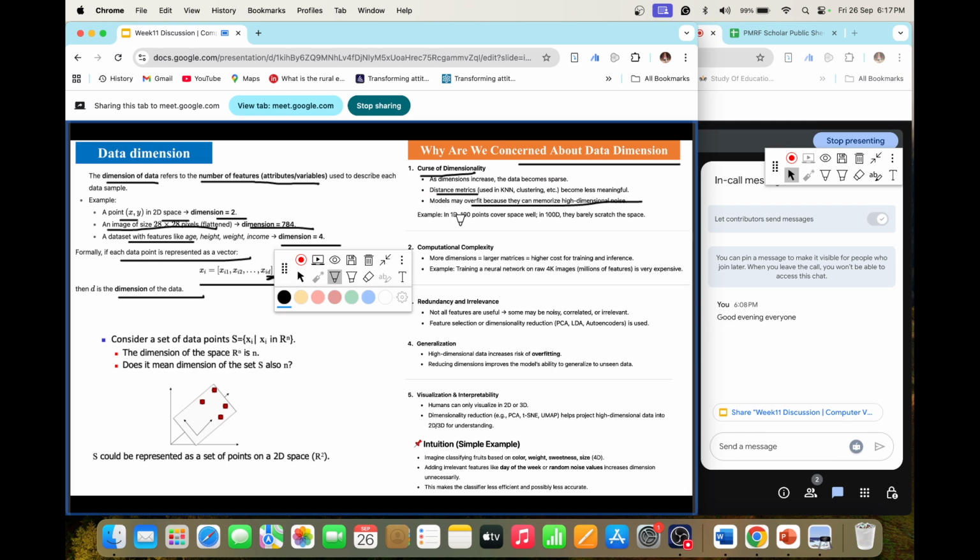so there can be more noise. So for example, in 1D, 100 points cover space well. In 100D, they barely scratch the space. Like in 1D, if you are representing 100 points, they cover space well. But if you are representing just 1 point in 100D, then they barely scratch the space. It means we are just wasting the space to represent just 1 point.